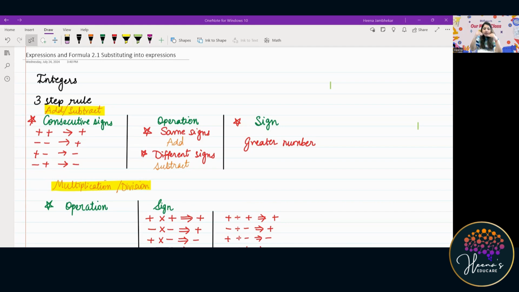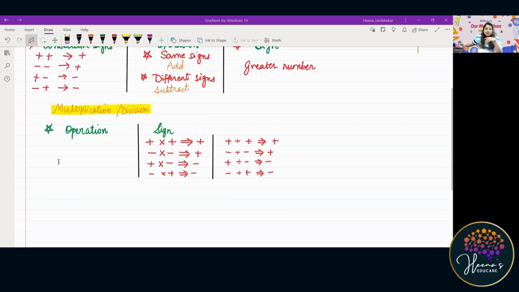Now let's move forward to multiplication and division. When I talk about multiplication and division, again, the first thing is the operation. Operation meaning you're just going to look at the numbers. You're not going to see what signs they have. You're just going to think about the numbers. 3 into 2 is going to give you a 6. I am least bothered whether there is a minus or a plus. I don't care. I am only concerned about the numbers here. If it is 3 into 2, I will write 6.